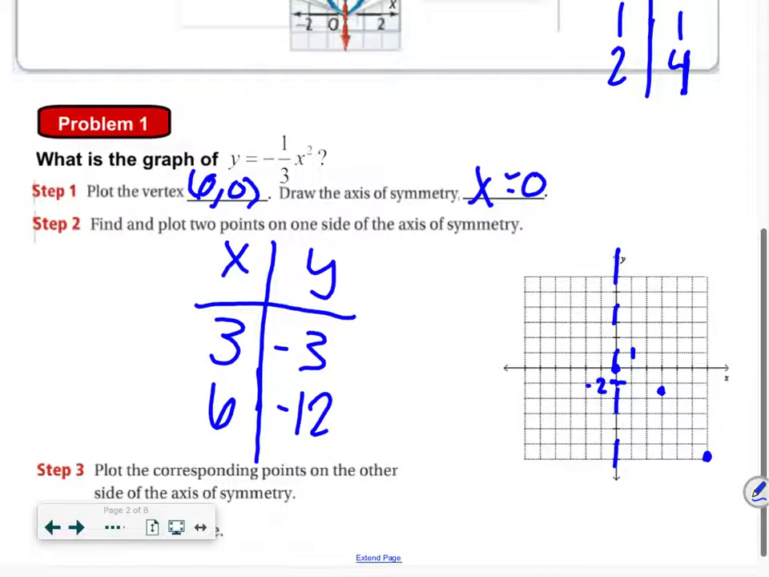Okay, now that my right side is done, all I have to do is go back to my vertex. I'm going to go left 3, down 3, so that point is mirrored. And then left 6, down 12. Then we draw a nice pretty line. Make sure it is curved. That was perfect. Beautiful.